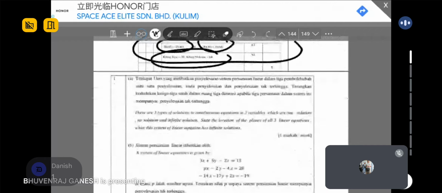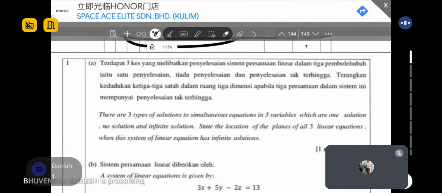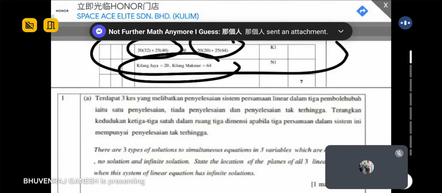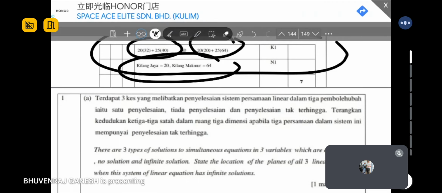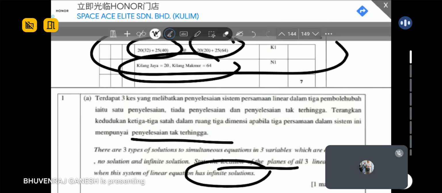Okay, so continue. Okay guys, I want to discuss this question. This question is a fact question, soalan fakta sebenarnya. 1 mark only. Anyone, can you tell me the answer for this? No working, tak ada apa-apa jalan kira? It's just a fact question. The question is: state the location of the planes when it has infinite solution, penyelesaian tak terhingga.